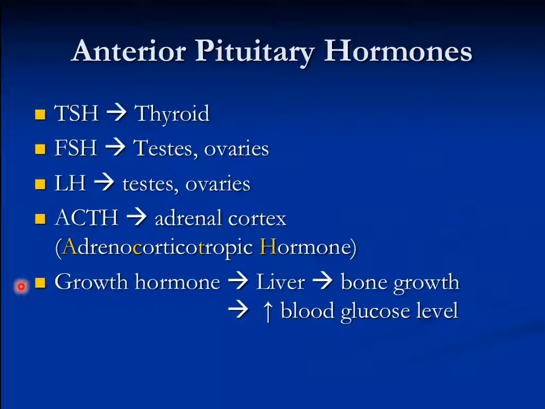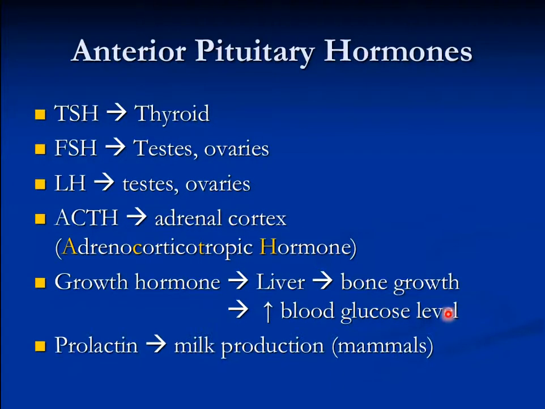If you have an underactive pituitary and you don't release enough growth hormone, you could be what's called a pituitary dwarf. You will not grow as tall as you normally should. Growth hormone affects the liver, it influences bone growth, and it also increases blood glucose level. And prolactin is yet another anterior pituitary hormone, and in mammals, it's responsible for milk production.